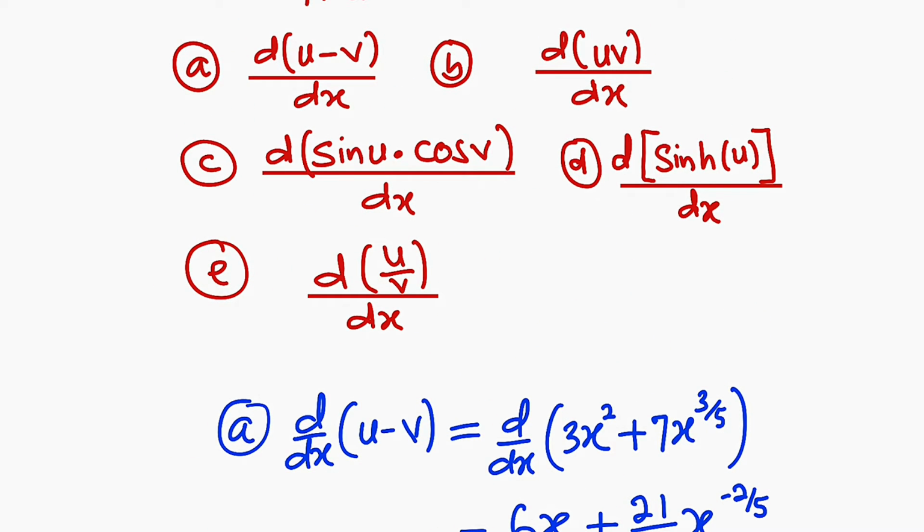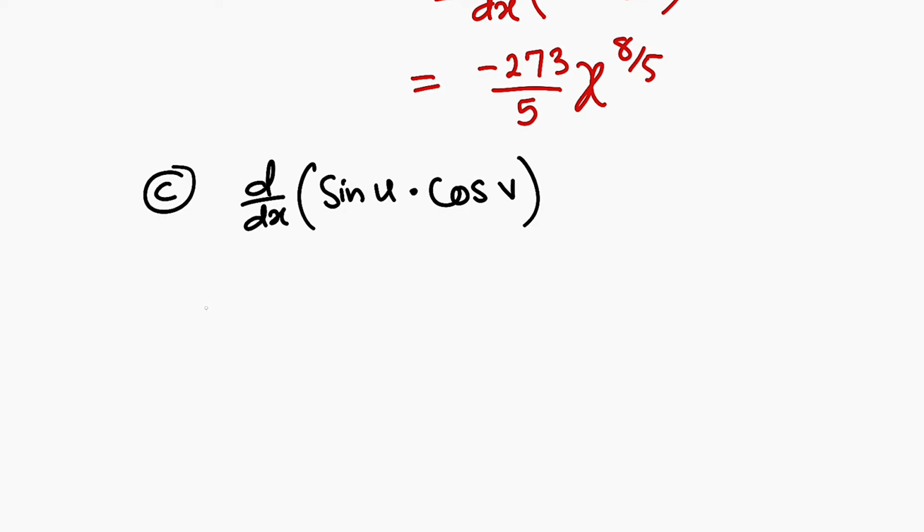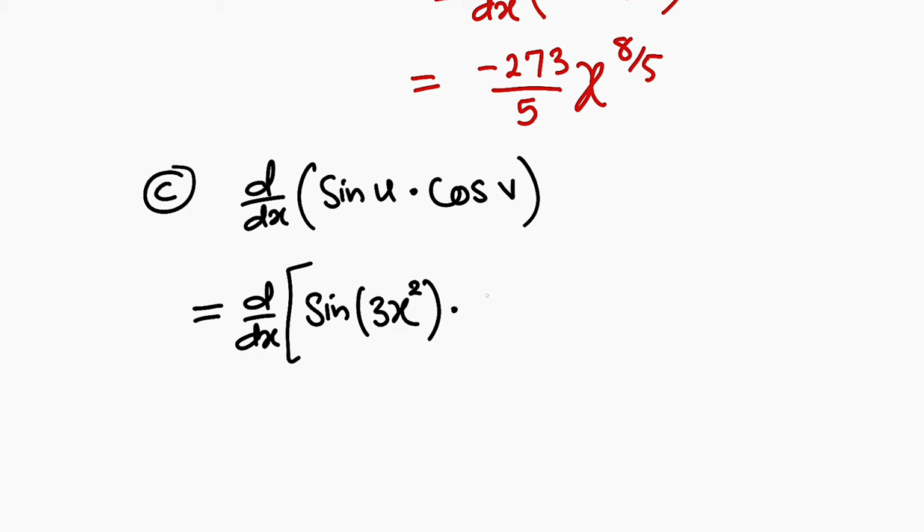Question number 3, we want to find the derivative of sine u multiplied by cos v. d over dx of sine u multiplied by cos v. All right, this is equal to d over dx of sine 3x squared, then multiply by cos of negative 7x to the power of 3 over 5. This time around, we have to apply product rule.